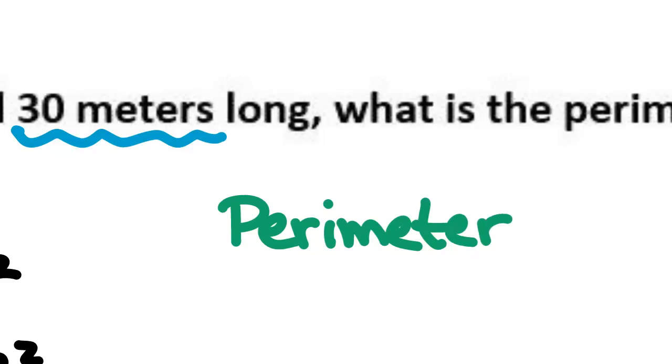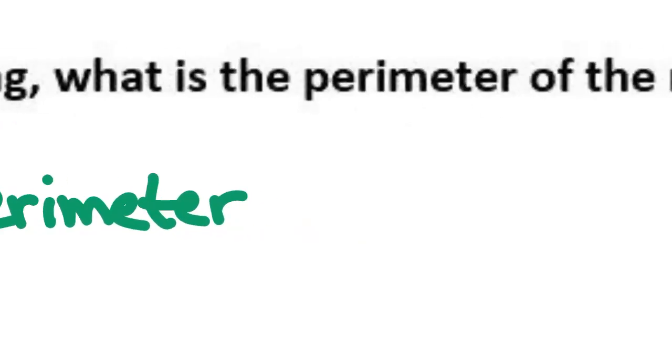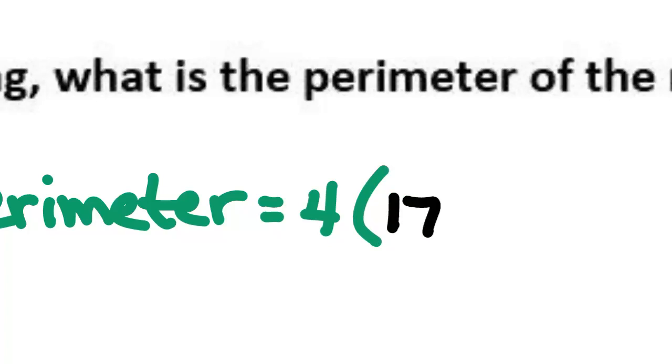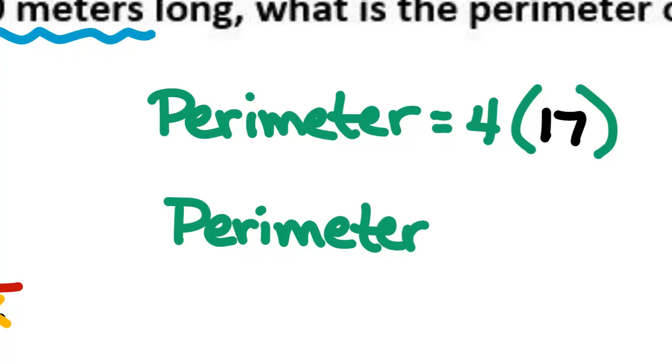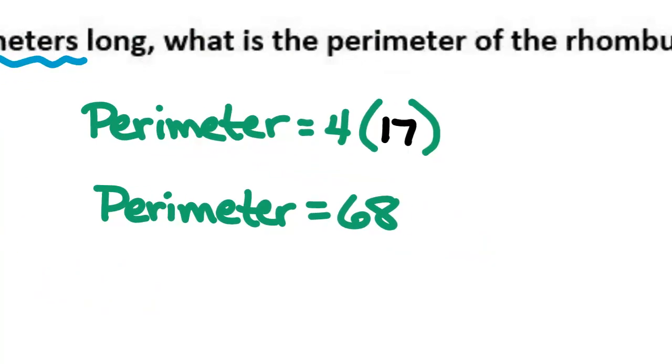17 times 4, or we add 17 4 times. Either way, you should end up with the exact same answer. So we do 4 times 17. And what is 4 times 17? 68. So the perimeter is 68. And we do need units on that. What kind of units should we put? Meters.